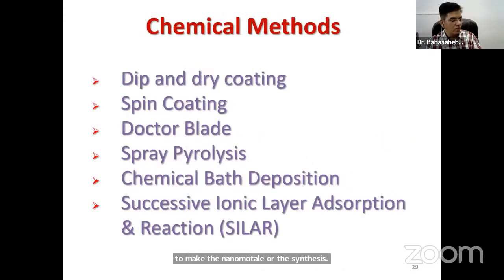So here I am going to demonstrate different methods: the dip and dry coating method, the spin coating method, the Dr. Blade technique, spray pyrolysis, chemical bath deposition, as well as a modified chemical bath called the successive ionic layer adsorption and reaction method. So you can get a little bit of an idea about these methods. You can think of using them for making nanomaterials for different device-grade applications.